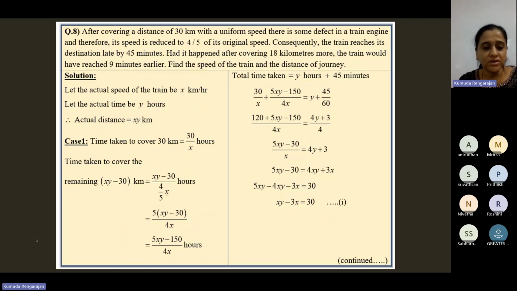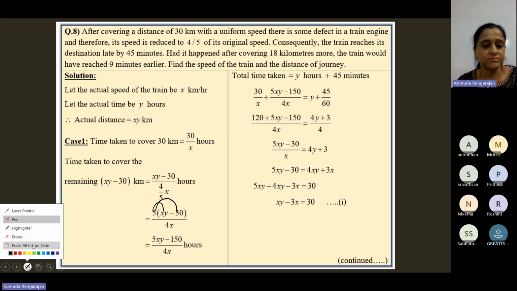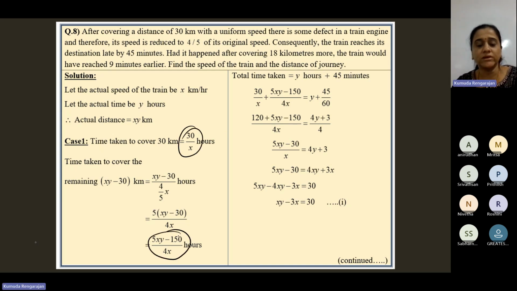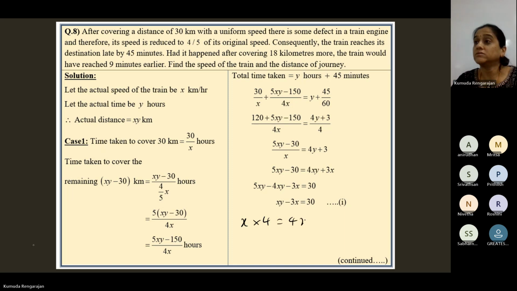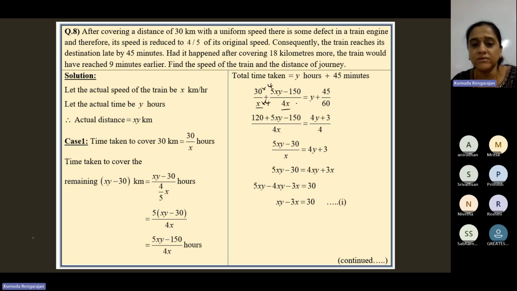So how do you simplify this? This 5 goes to the numerator, then 5xy minus 150 by 4x hours. And then you add this one plus this one is equal to what I told you. And then the LCM. The LCM of x and 4x, you can take 4x square. You're not wrong, but 4x is the LCM, because x into 4 is 4x. What's the LCM of x and 4x? 4x itself, because x into 4, and here 4x into 1.